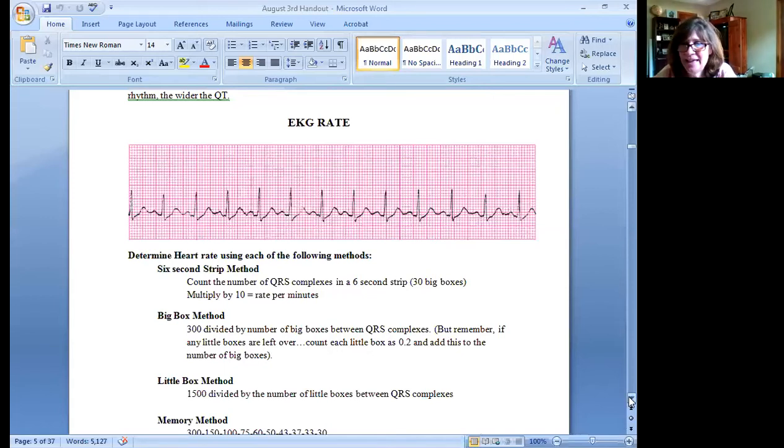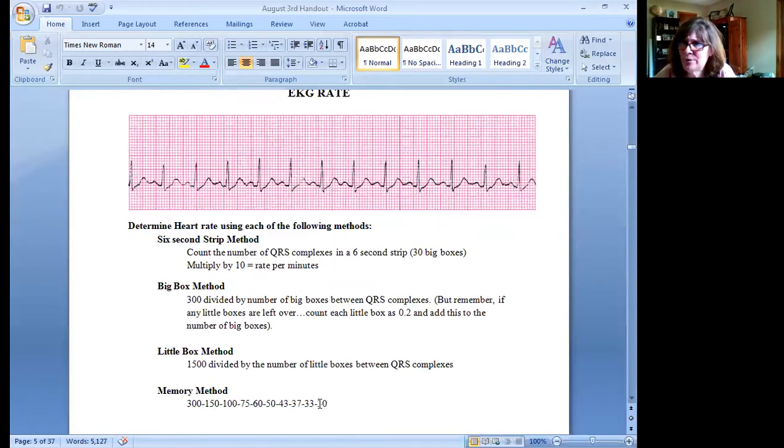Okie dokie. And last but not least, there's this memory method. You just got to remember these crazy numbers: 300, 150, 100, 75, 60, 50, 43, 37. Let's do it. Start on a heavy black line. Go to the next big line. 300, excuse me.